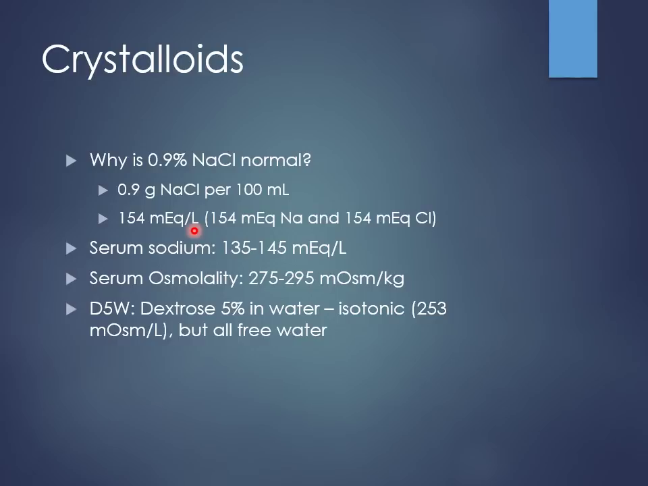And we mentioned that normal blood osmolarity is what? Like 280, 300, maybe 320, depending on the situation, but somewhere around 300. Okay, let's say on average. Well, if I mix 154 milliequivalents per liter of sodium plus 154 milliequivalents per liter of chloride, that equals 308. Guess what?